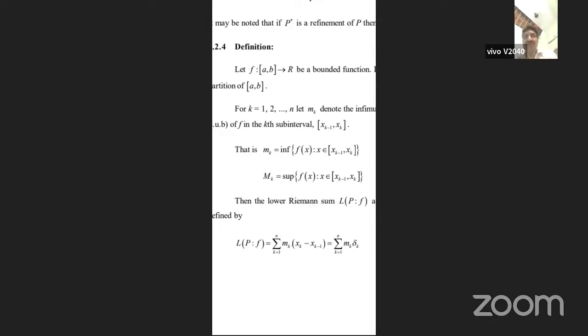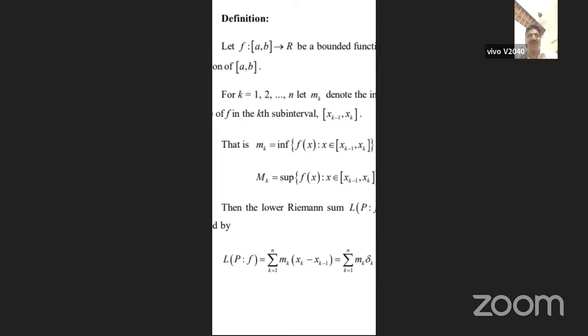Now some problems were also discussed in the primary part on how to find the infimum and supremum values. Now just see the screen. Now mk is the infimum of the function, and capital Mk is the supremum of the function.